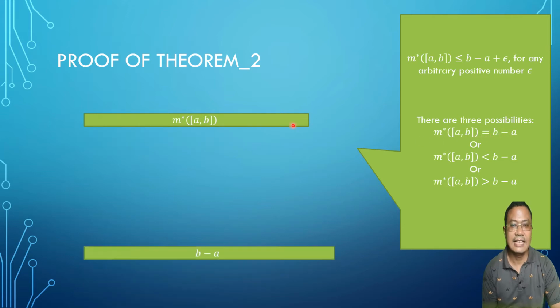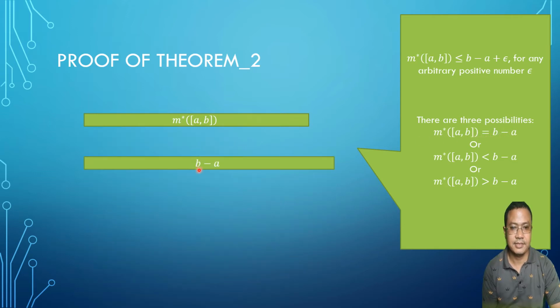Alright, next, suppose the length b minus a is greater than m star [a, b]. In that situation, if we add some additional epsilon here, it is also obvious that this total length is greater than this one. That is, b minus a plus epsilon will be greater than or equal to this one. This inequality is true when we assume that b minus a is greater than m star [a, b].